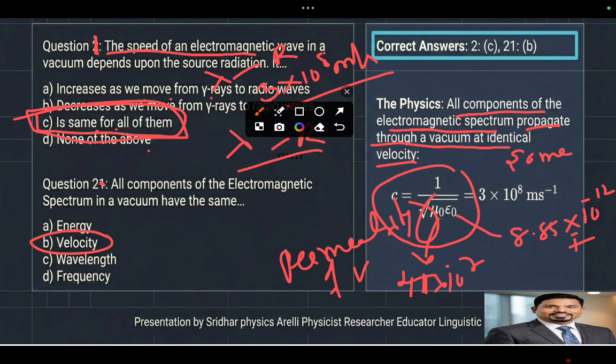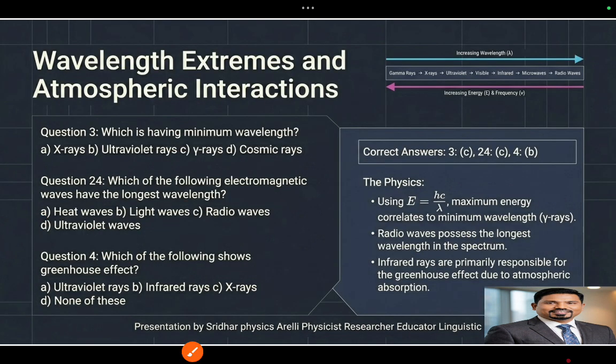So that is question number 1 and 2, related to the wavelength extremes and atmospheric interaction. Question number 3 and 4. Look here. That's about which is having minimum wavelength: X-rays, UV rays, gamma rays, cosmic rays.